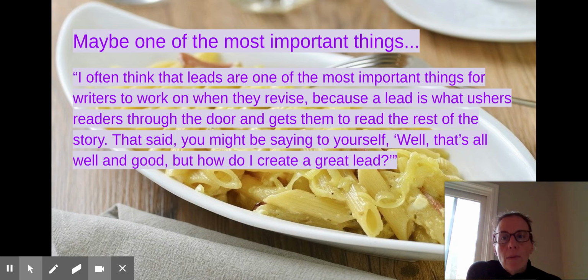So maybe one of the most important things in writing, I often think that leads are one of the most important things for writers to work on when they revise, because a lead is what ushers readers through the door and gets them to read the rest of the story. You might be saying to yourself, well, that's all well and good, but how do I create a great lead? Let me show you a couple of examples.